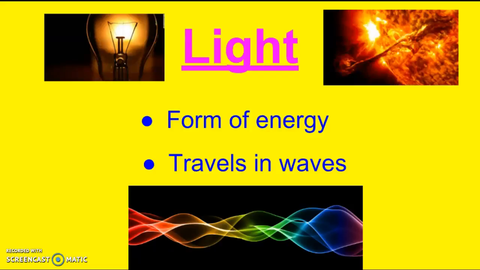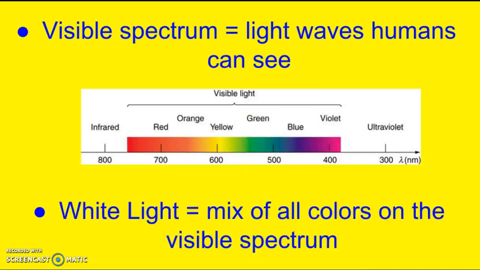Some important things to know, if you don't already, is that light is a form of energy. It travels in waves, and there are certain light waves that humans can see. That's called the visible spectrum. So we can see the reds, orange, yellow, green, blue, and violet. There's also other wavelengths like infrared and ultraviolet, but we as humans can't see those. If you were to mix all the colors in the visible spectrum, then you would have white light.